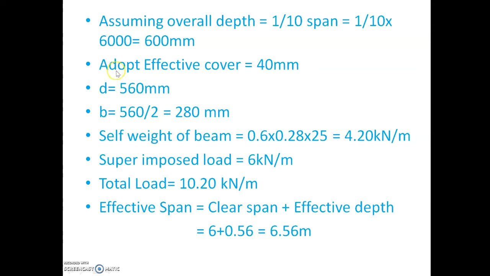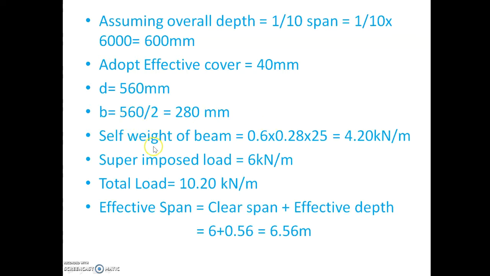In this problem, the cross-sectional dimensions are not given. So first of all, we have to assume the overall depth of the beam by taking the formula, that is 1 by 10 of the span, that is 1 by 10 into 6000. So we have to assume the overall depth is equal to 600 mm. By assuming the effective cover for the beam, that is 40 mm, the effective depth is equal to 600 minus 40, so we will get 560 mm. By assuming b is equal to d by 2, that is 560 by 2, we will get 280 mm.